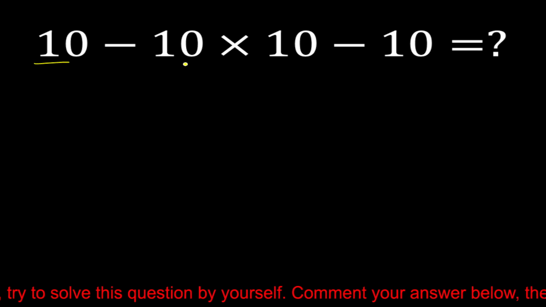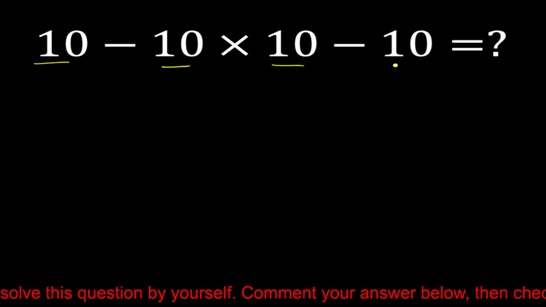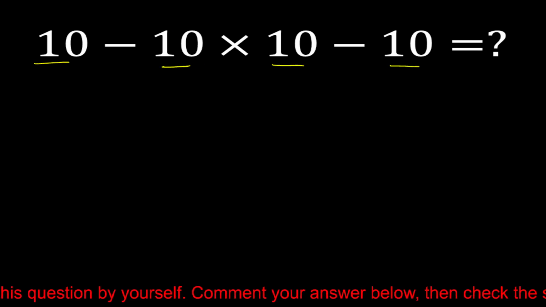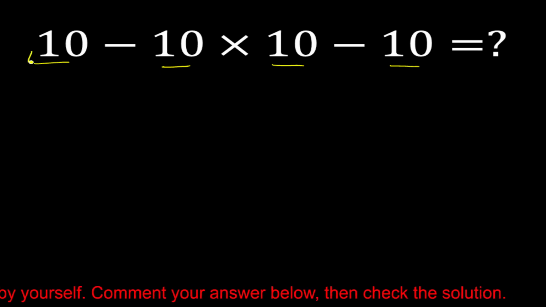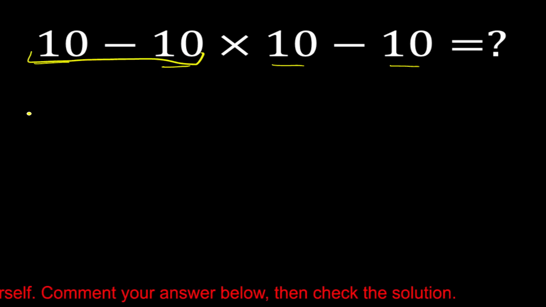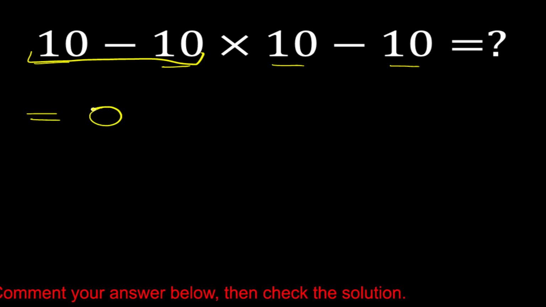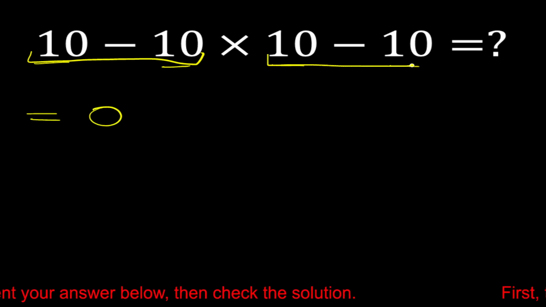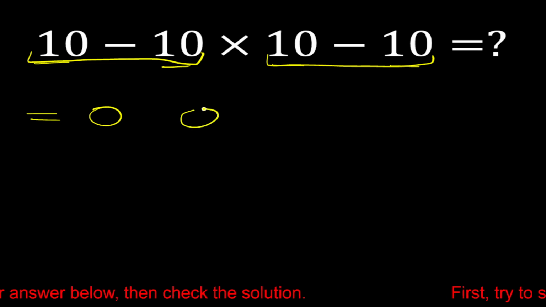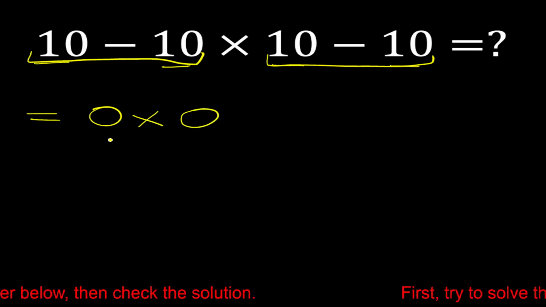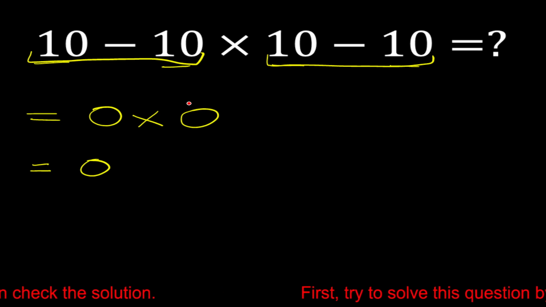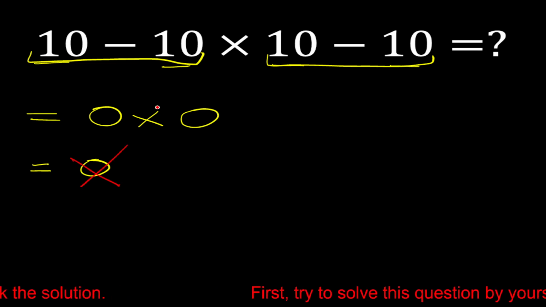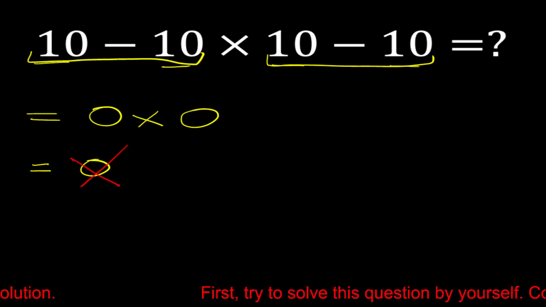So 10 minus 10, multiply 10, then again minus 10. Most people solve this question like 10 minus 10 is equal to 0. Then again 10 minus 10 is equal to 0. Now 0 multiply 0 is equal to also 0. But this answer is not correct. This answer is completely wrong.